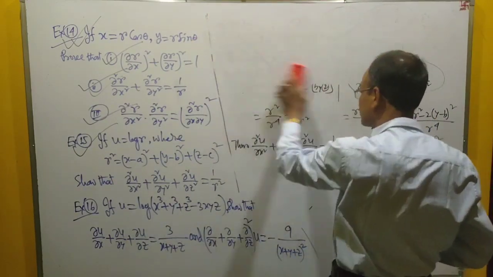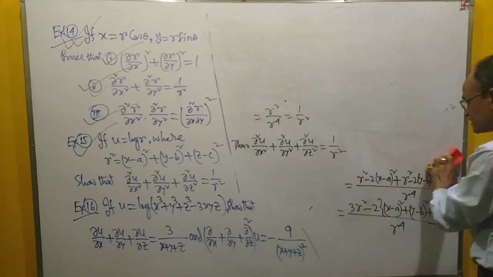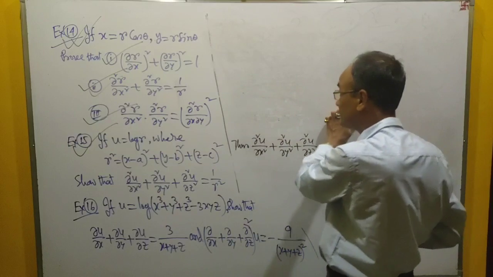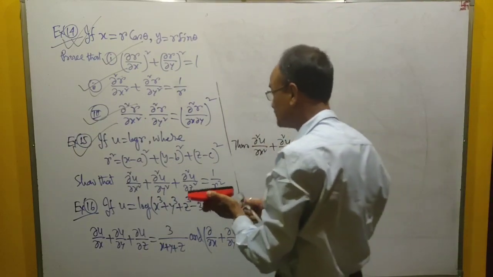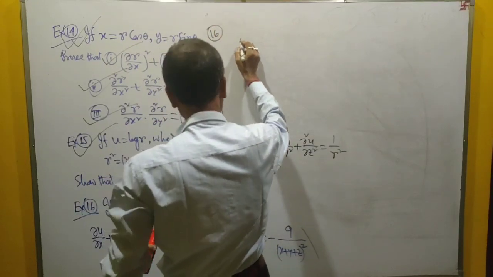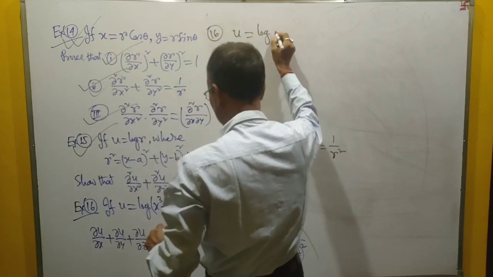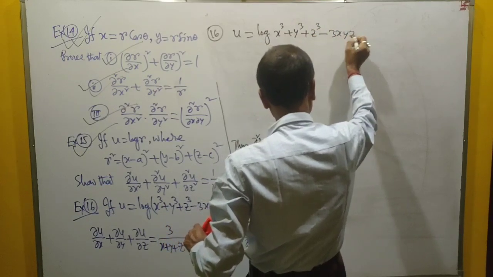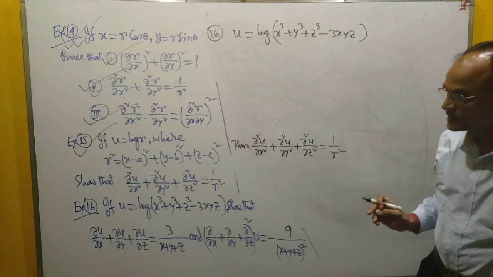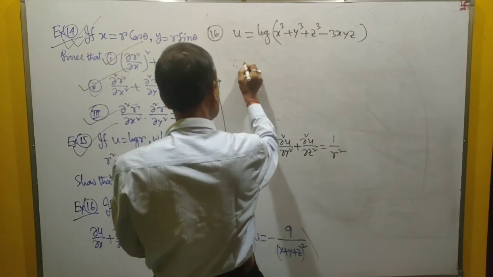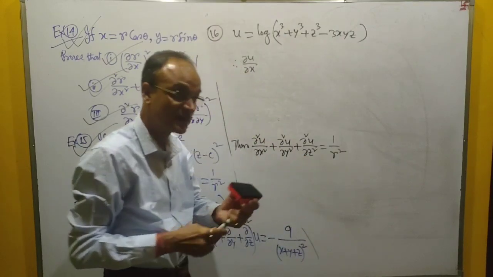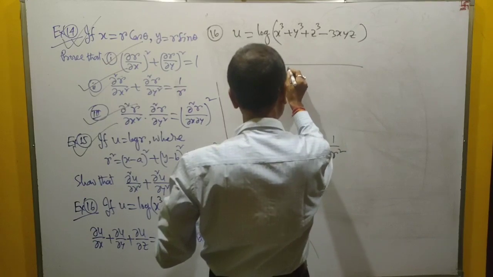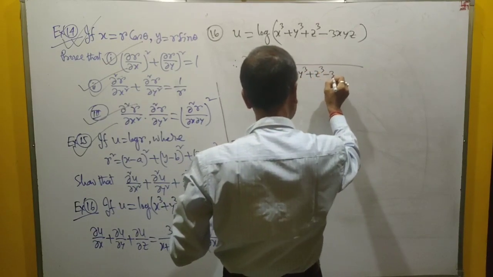Question number 16. U equal to log of x cube plus y cube plus z cube minus 3xyz. U equal to this. Differentiate this with respect to x. Therefore, del u by del x. U is a function of x, y, and z. Del u by del x will be equal to 1 by x cube plus y cube plus z cube minus 3xyz.